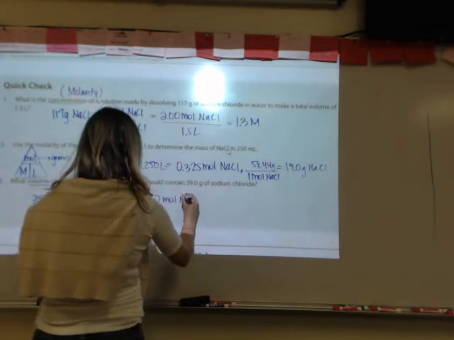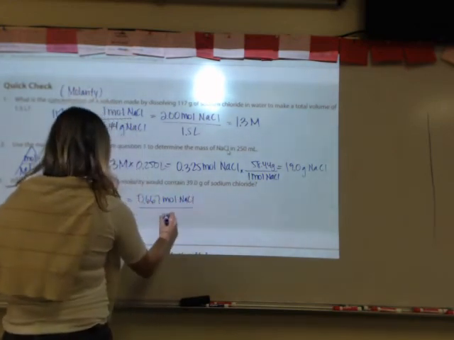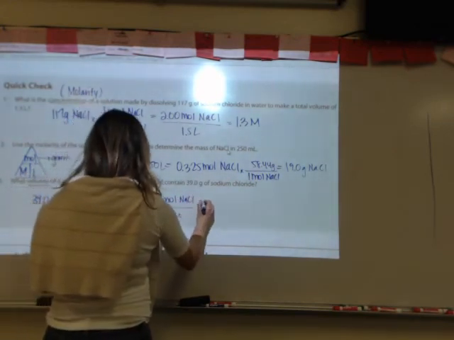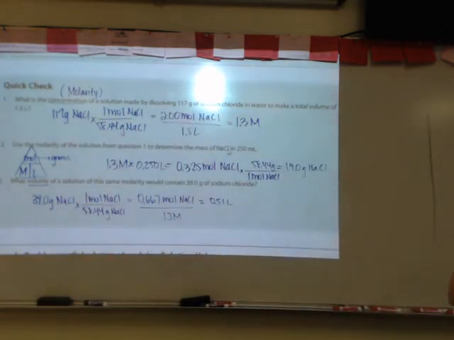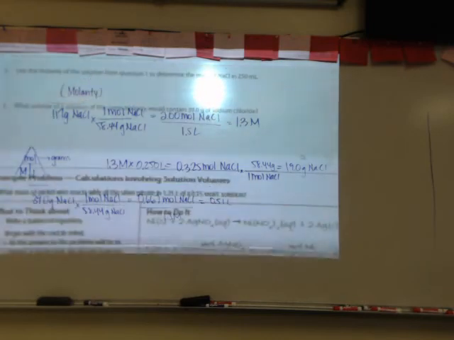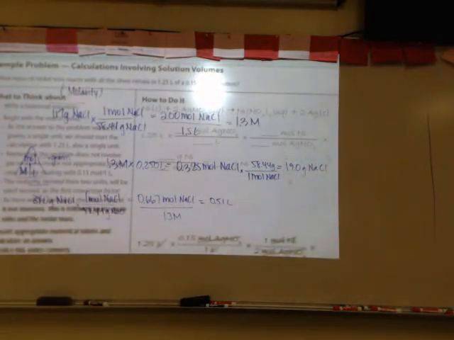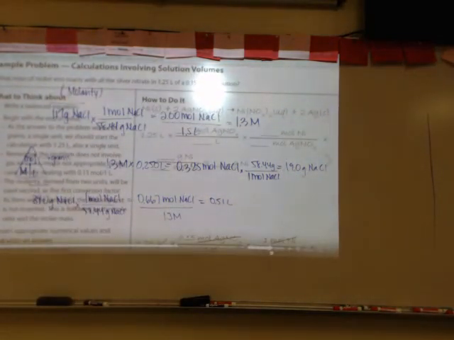0.667 moles of sodium chloride. Divide that by my molarity, and that will give me 0.51 liters. So that was your little review of molarity. Now, we can use this molarity to convert between moles and liters. Let me show you an example.